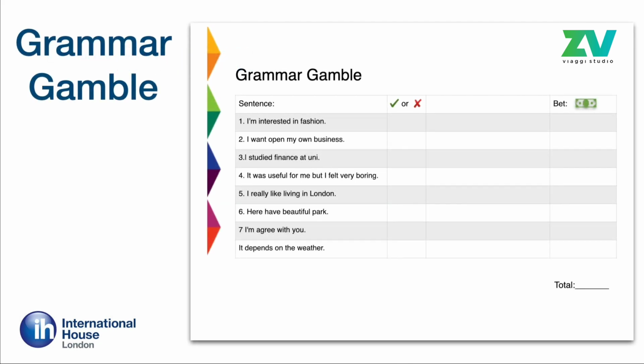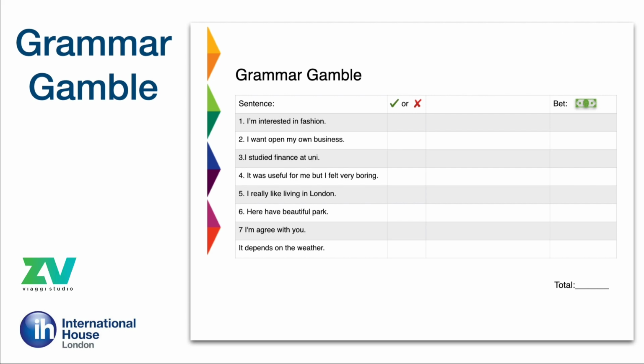Here learners are put into teams and they're given a budget of £100. They have to gamble whether they think the sentence is correct or not, and they can earn extra money for correcting the errors. They lose the money if they're wrong. The team at the end with the most money wins.